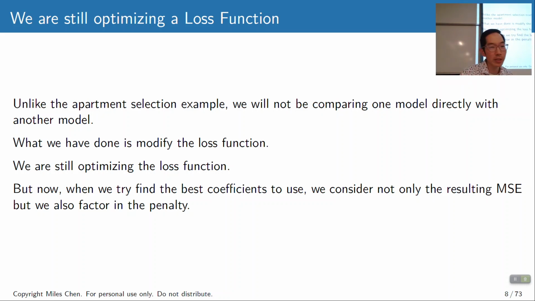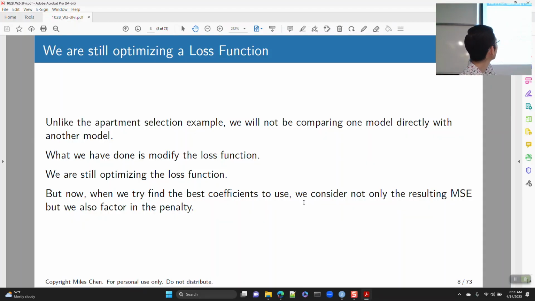Okay, so we're doing something similar, but a little bit different. Oh, I forgot this. The projection always cuts this off. Unlike this apartment selection, we're not looking at one apartment versus another apartment, or one model versus another model. What we've done is we've modified the loss function. And so with that in mind, we're going to go through and ask: what is the slope and intercept and whatever weight terms that's going to end up minimizing this total loss, this regularized loss, this loss that includes not just the mean squared error, but also this penalty term for how complex our model is. Okay.